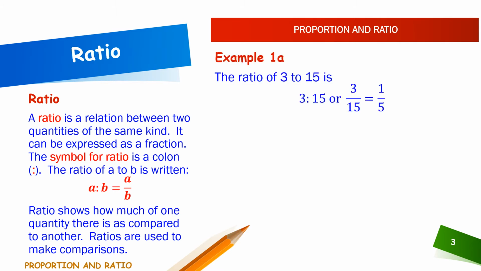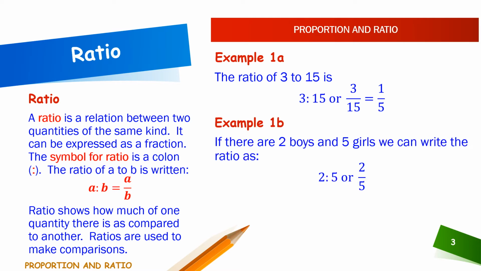Let's take a look at this example. The ratio of 3 to 15 is 3 colon 15, or 3 over 15, which is of course equal to 1/5. And another example, if there are 2 boys and 5 girls, we can write the ratio as 2 colon 5, or 2 over 5.